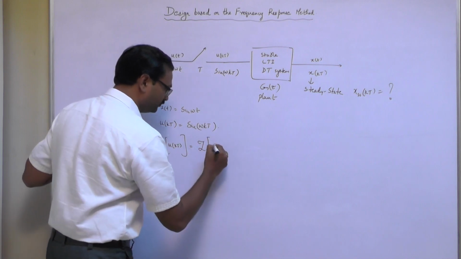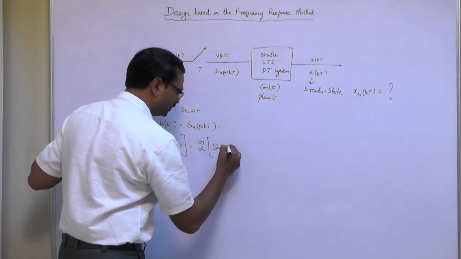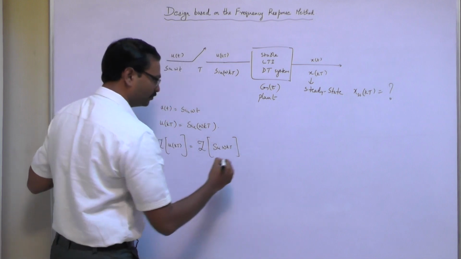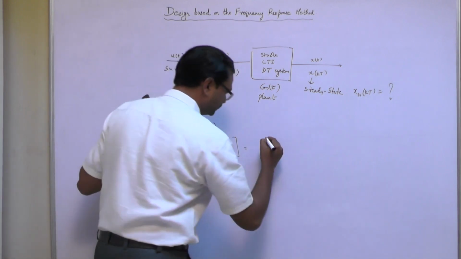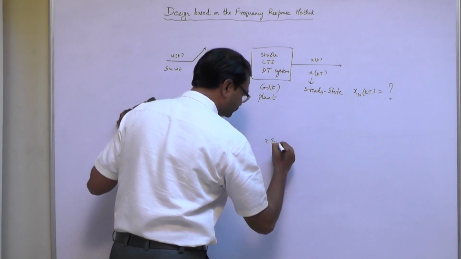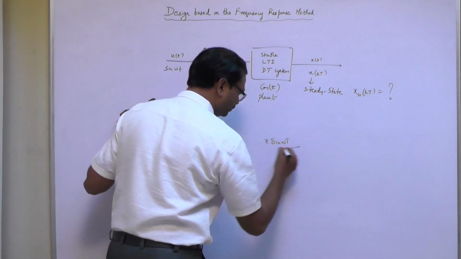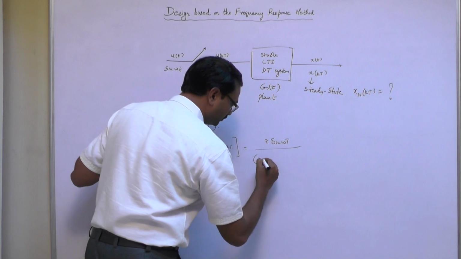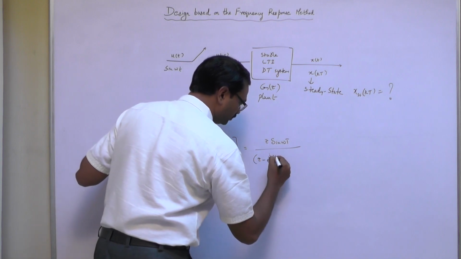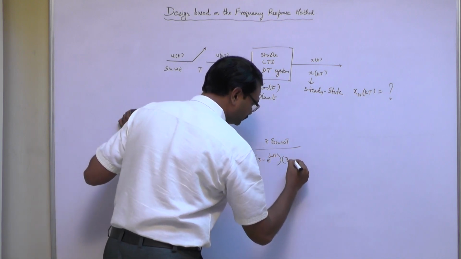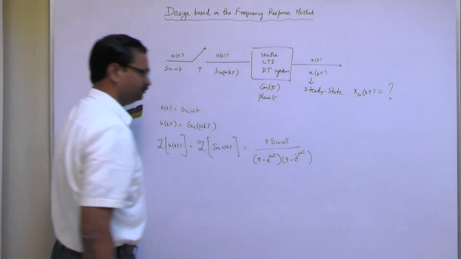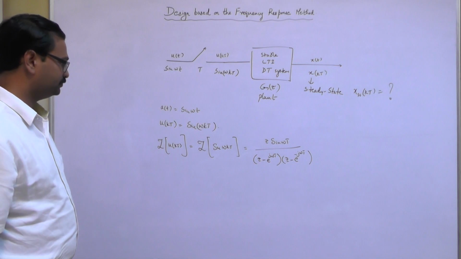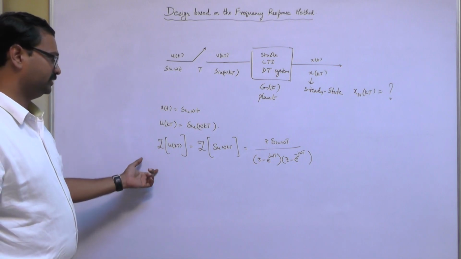The z transform of sine omega kt is z sine omega t by (z minus e power j omega t) into (z minus e power minus j omega t). This is our z transform of sine omega kt.